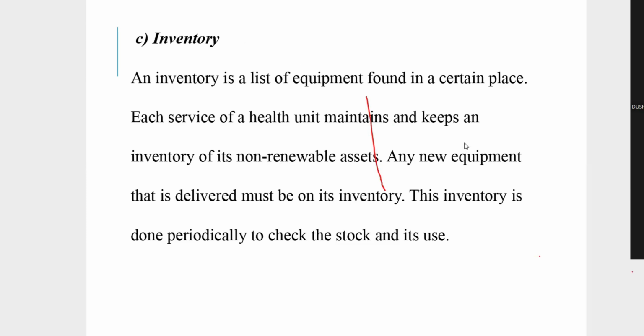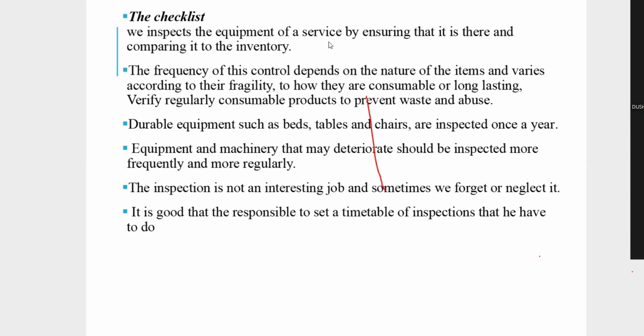That is the checklist that helps you to inspect the equipment of the service by ensuring that it is there and comparing it with the inventory. The frequency of this control depends on the nature of the equipment and varies according to its fragility and how long-lasting its consumables are. So verify consumable products regularly to prevent waste and abuse. Durable equipment such as beds, tables, and chairs is inspected once a year, and machines that may deteriorate should be inspected more frequently and more regularly.